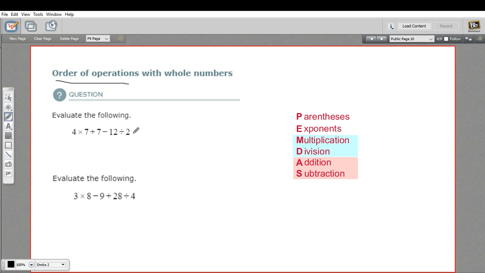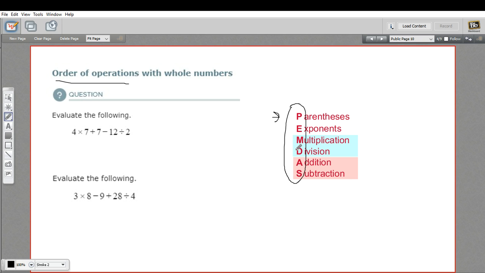To get this right, you have to do it according to this order of operations, and we usually abbreviate this PEMDAS. This tells you which order you should do things in. If you have parentheses, you've got to deal with them first. So that's number one. And then exponents after that. We don't have parentheses or exponents in these problems, so we don't have to worry about those two.